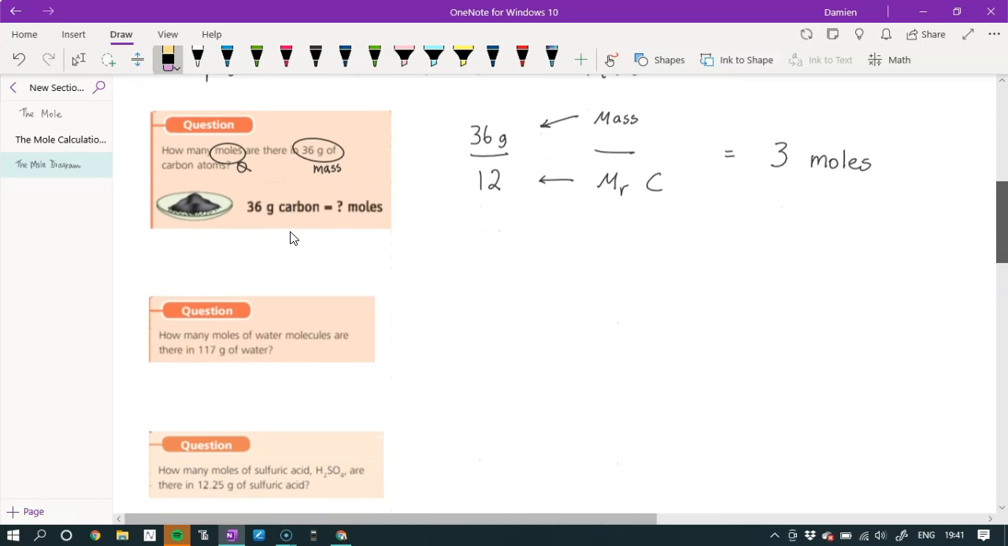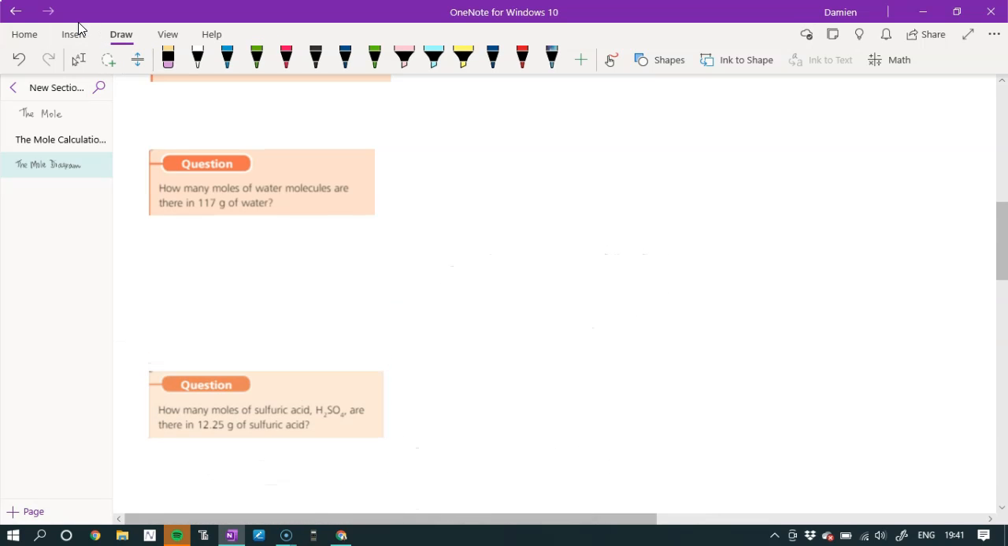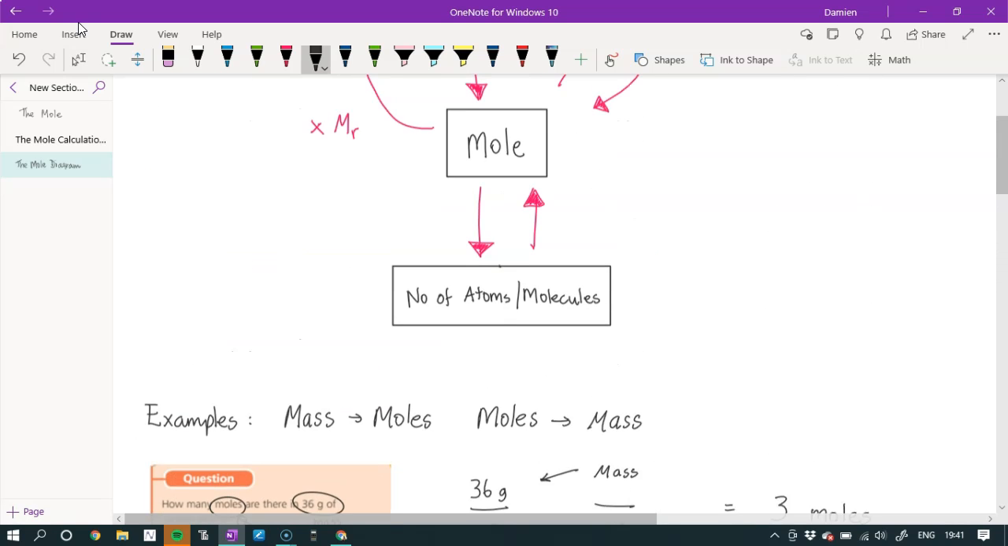So that's 3 moles. So let's have a look at this next question. How many moles of water molecules are there in 117 grams of water? It's really important that you identify what you have. This part here is our info. We have mass, that's where we're starting. The question is asking for how many moles. This is where we want to end up. So we have mass, we want to get to moles.